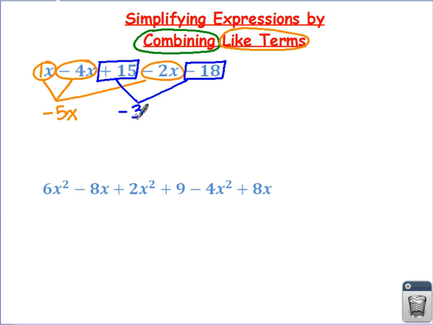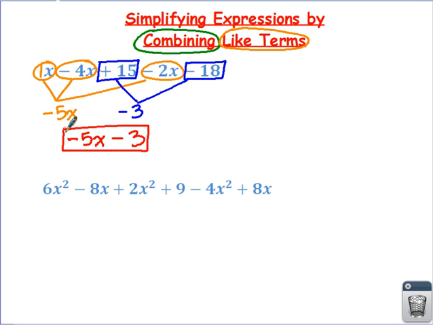Now, to go ahead and write our final answer, we just go ahead and put them together. So we're going to write down negative 5x. And again, the negative sign is like a minus sign, minus 3. So our final answer is negative 5x minus 3.